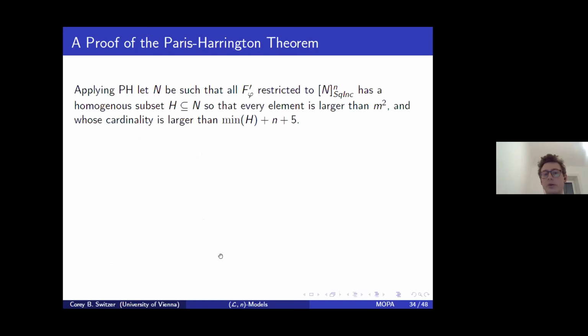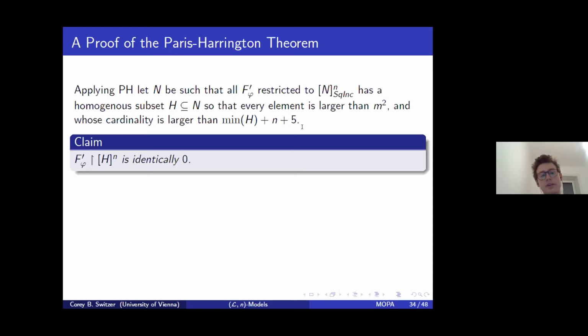Now I have PH, so I apply PH. So I find some large enough n so that when I restrict my coloring to that n, I get a nice homogeneous subset. Every element is larger than m squared, and my cardinality needs to be at least the minimum of h plus n plus 5. You'll see where 5 comes out in a second. But this is what the lemma that I gave you about Paris-Harrington tells me that I'm allowed to do. And the claim is that my coloring restricted to this homogeneous set is 0, so not 1.